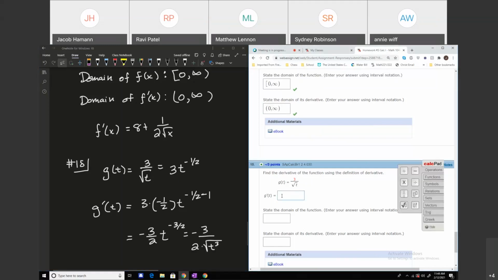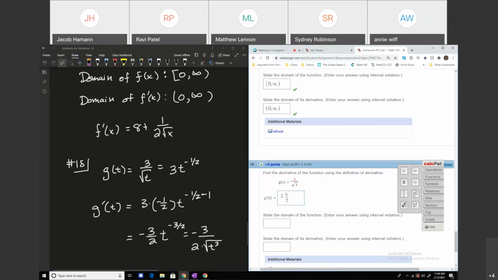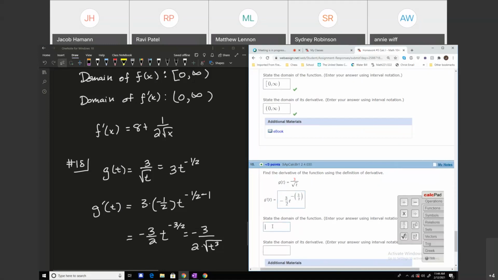So let's go ahead and do the first one, typing in the derivative. And then the domain should be the same for both. It should be 0 to infinity.